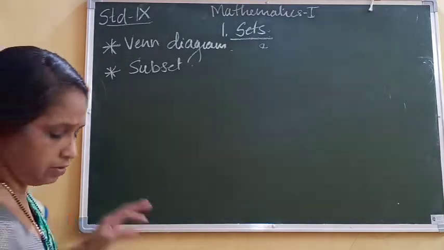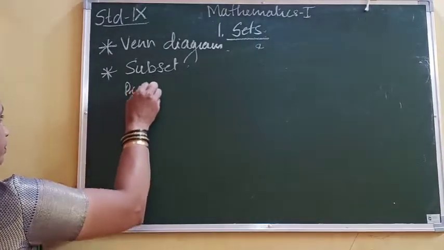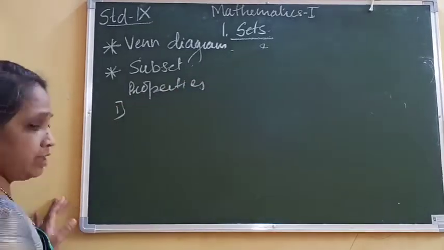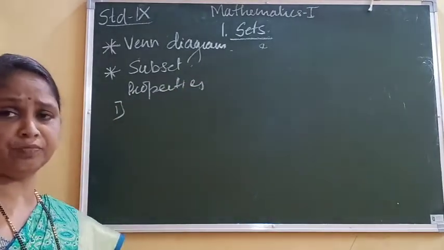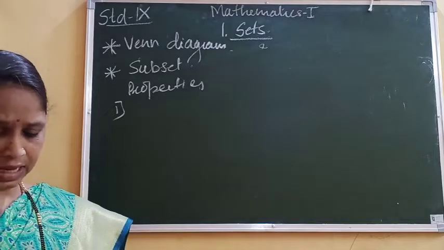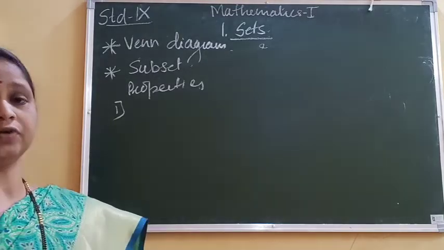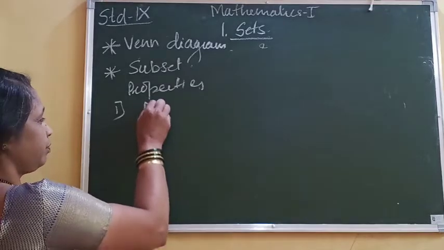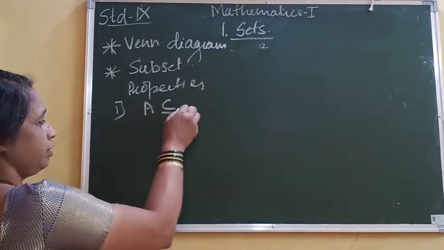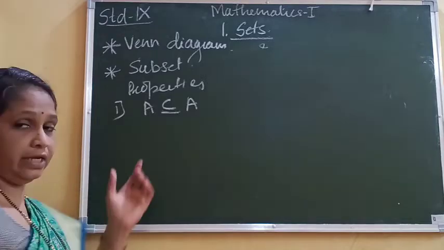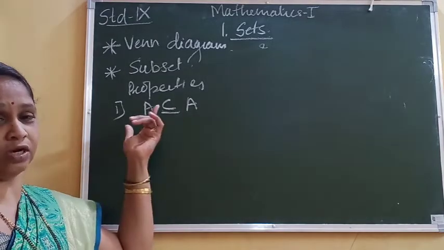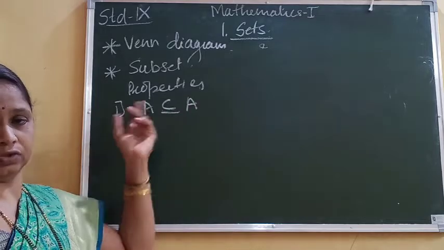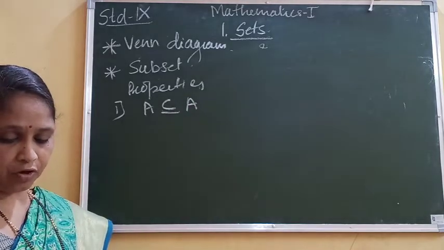Properties. What properties do you have? First property, what does it tell? It is given on page number 8. Every set is a subset of itself. Suppose A is a set, then A is a subset of A. That means all of A's elements are present in A. So every set is a subset of itself.